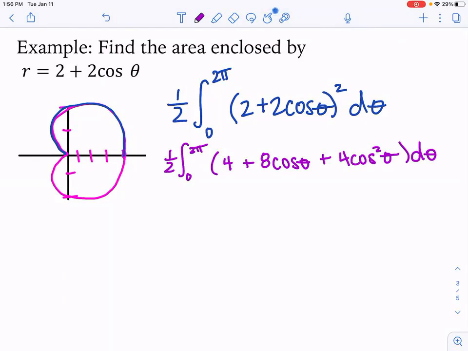We have a problem. What's our problem? Cosine squared theta is not something we have an antiderivative for.